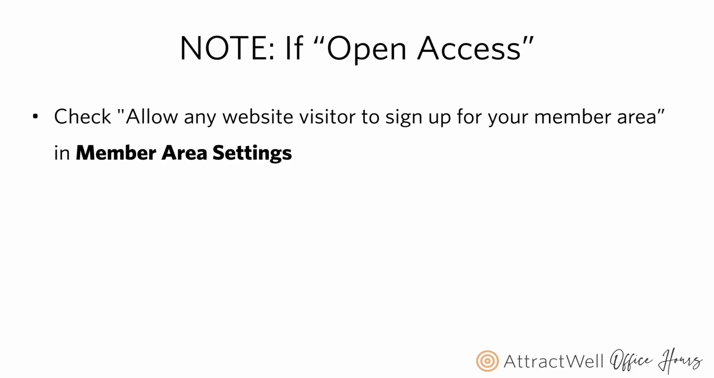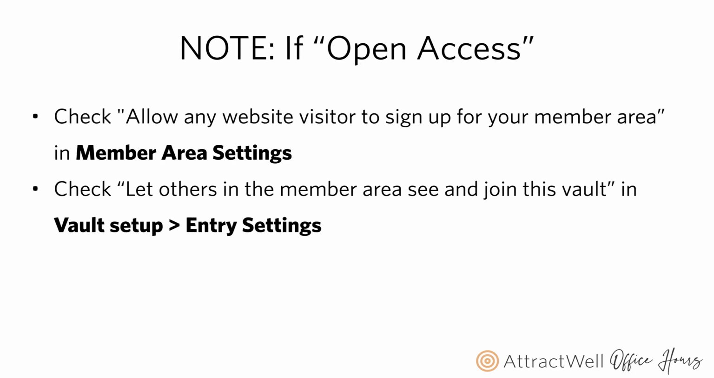Now, if you are going to choose open access, this is for you if you want anybody who shows up to your website to be able to go to your member area and just log in. You don't need them to download a freebie. You just want them to say, yes, I want to join your community. If that's something that you want, then this is what you do. In your member area settings, there is a checkbox where you can select to allow any website visitor to sign up for your member area. Make sure that that's enabled. And then in your vault for your community, there is a checkbox where you can select to let others in the member area see and join this vault, right? That's in the entry settings for your vault setup.